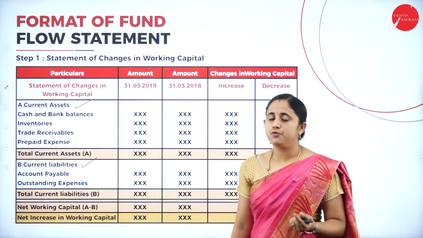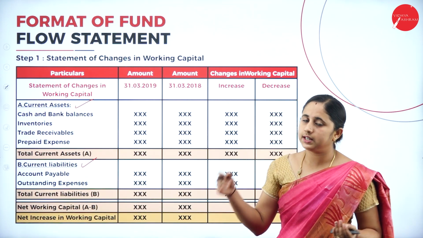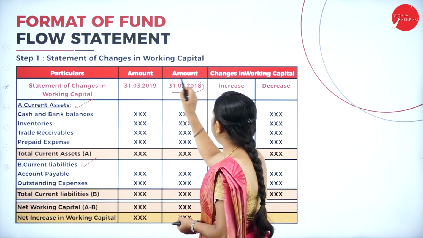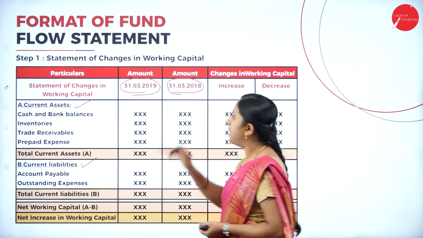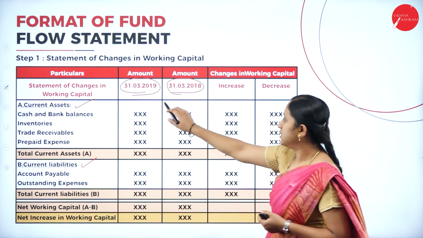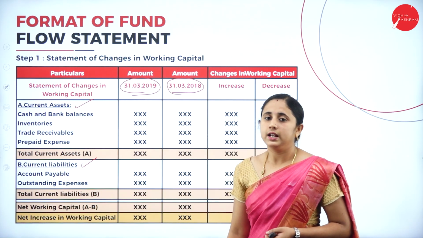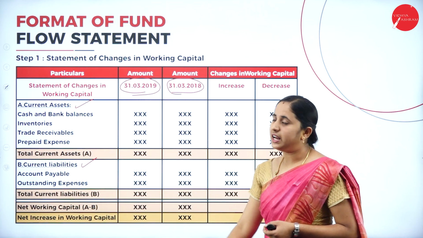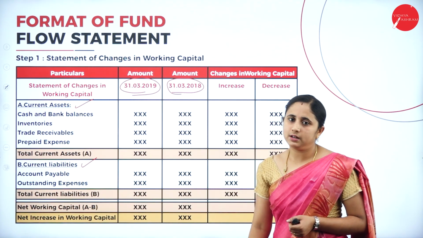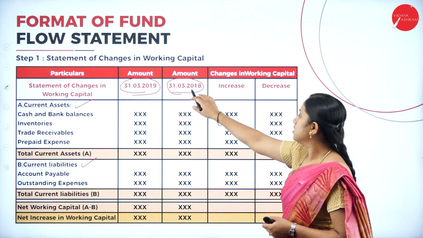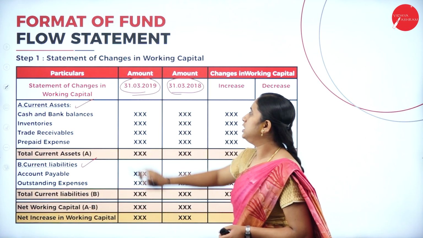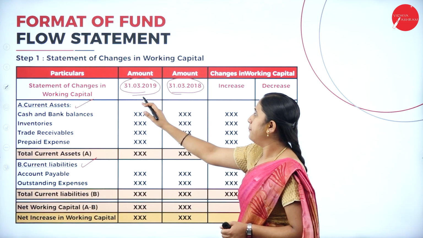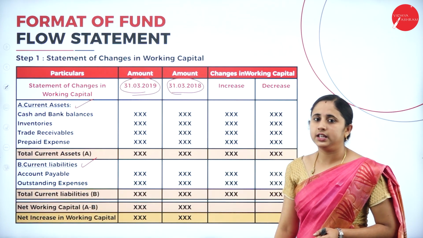So in fund flow statement, we compare the previous year information and current year information. So previous year balance sheet and current year balance sheet. So now we are preparing fund flow statement for the year 2019. For the year 2019, we consider 2018 balance sheet as well as 2019 balance sheet. So 31st March 2018, 31st March 2019. So we are going to compare the 2018 and 19 information.